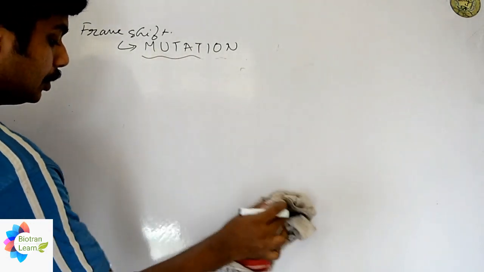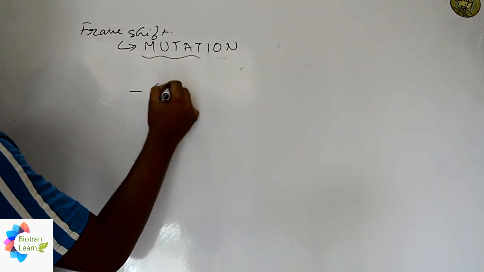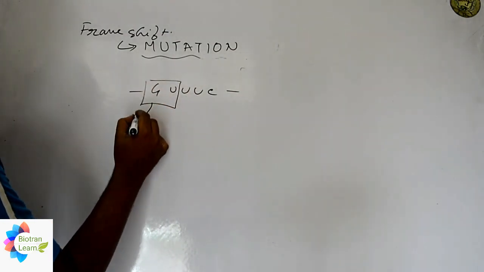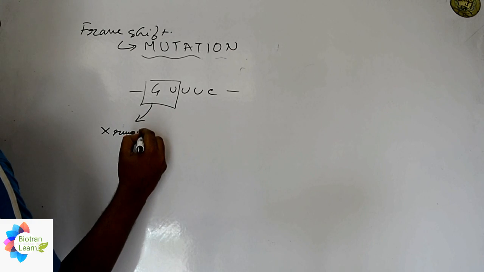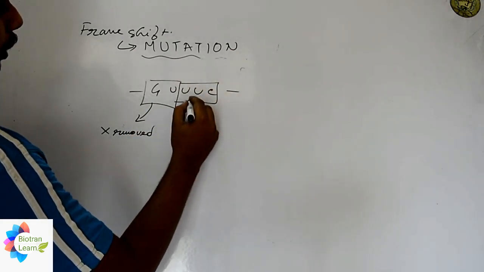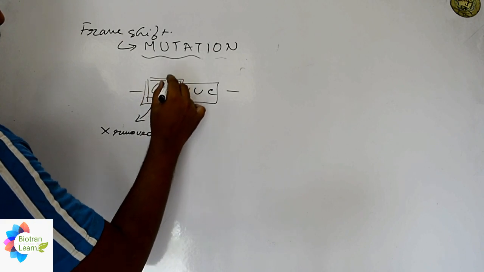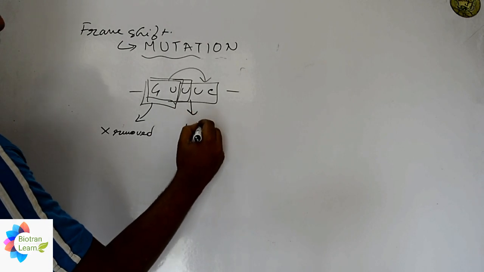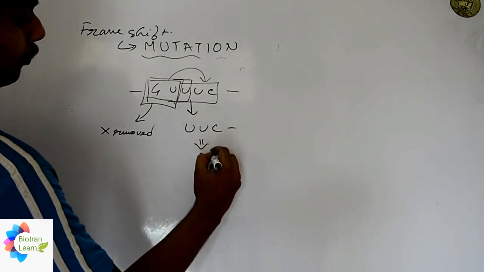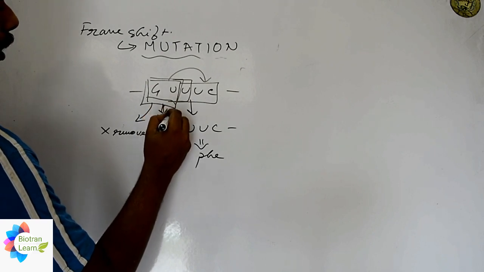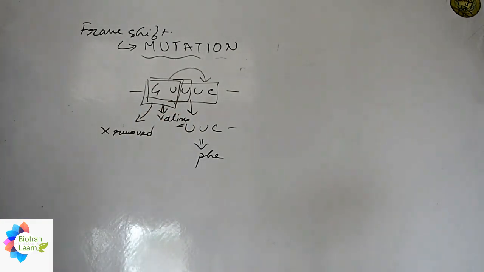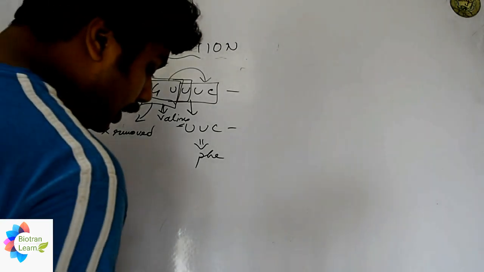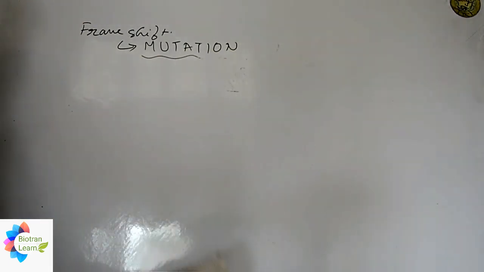Now in case of shifting, GUUC was there. If these pair of bases are being removed, then what we will get, the overall frame will shift from this section to this particular section. Now it will be UUC, it will produce phenylalanine rather than producing valine. I hope you have understood, right? So the overall frame shifts from one place to another. Now let's have an easier example.